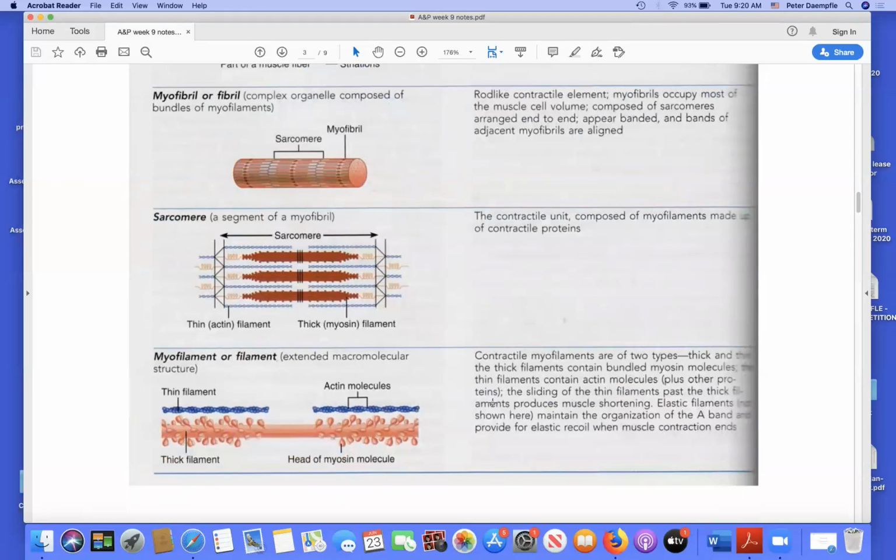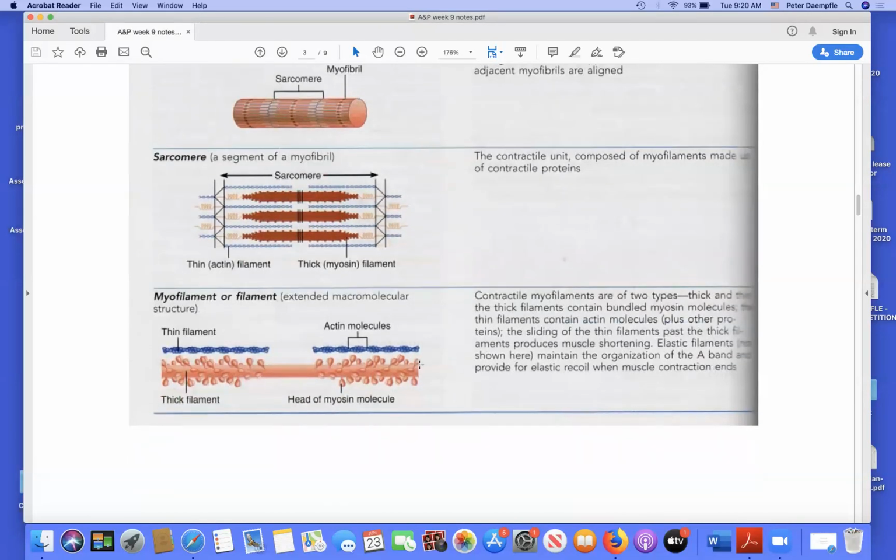Actin is thin. You can remember that. Repeat after me. Actin is thin. The little thin blue protein is actin, and the thick one is myosin. And myosin has little heads. I think I asked you that on a test.